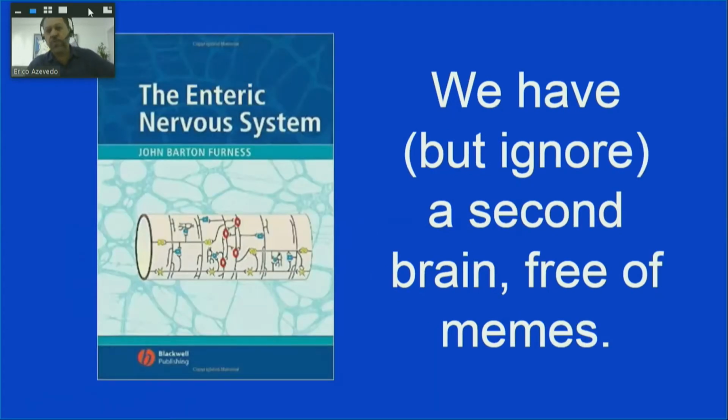Just to pass by and remind you, it's already known for more than 40 years that we have a second brain, our enteric nervous system, it's called. It covers all of our organs and mainly the guts. It's a second brain. It's free of memes, and we simply ignore it, and we do not want to use it because it's too instinctive.